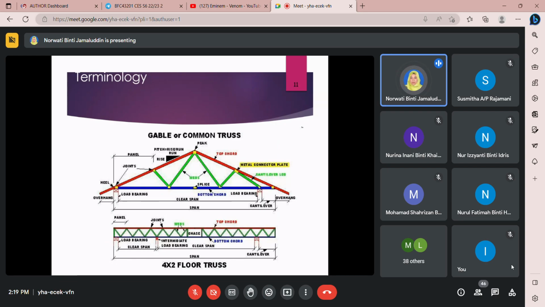Okay, this is another figure with more terms. Overhang. Again top chord. This is the peak. Rise, run, and the angle. Load bearing. This is the overhang. Like I said, you may have a rectangular shape for your truss system, but still it is an assembly of a few triangular shapes. This is the joint, or we call it a knot.